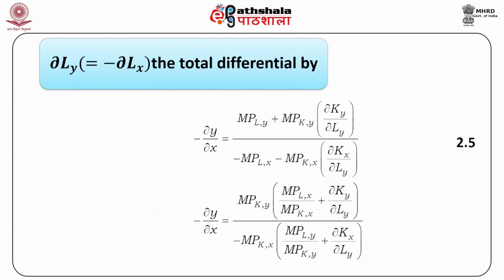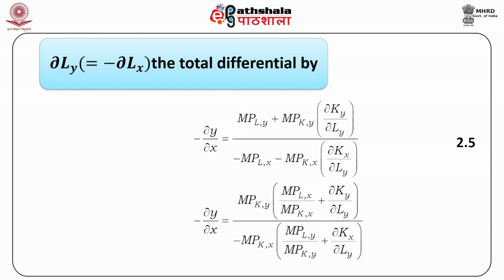Now, dividing the total differential by del Ly is equal to minus del Lx, we find that minus of del y upon del x, which is the slope of the production possibility frontier, is equal to MPLy plus MPKY whole into del ky by del Ly whole divided by minus MPLX minus MPKX into del kx upon del Lx. This is equation number 2.5.